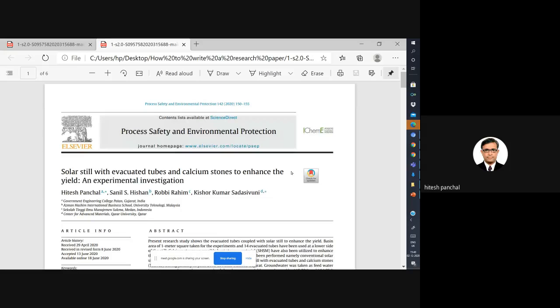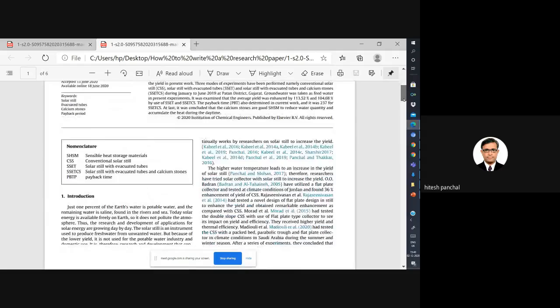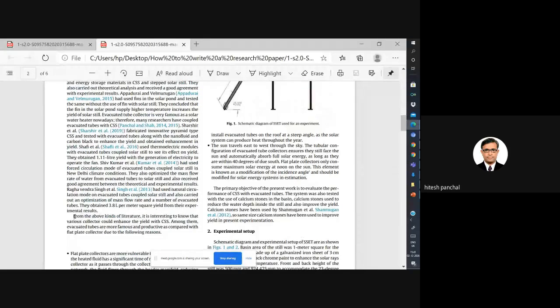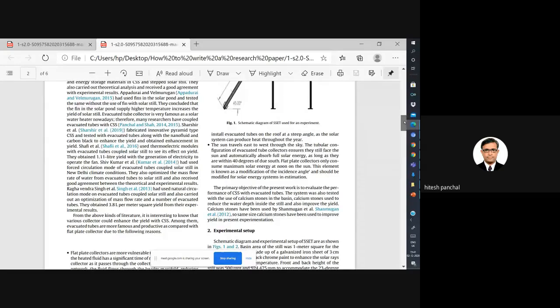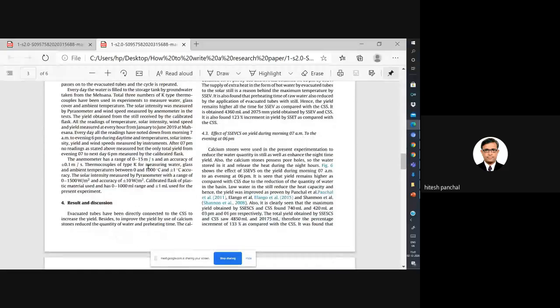This is my article which was published in Process Safety and Environmental Protection. It is an Elsevier journal. In this paper, you can see nomenclatures are there. Okay, you can see from the above kinds of literature, that means the problem definition I have put here, and also the points of objectives that I have put here. Then the setup.